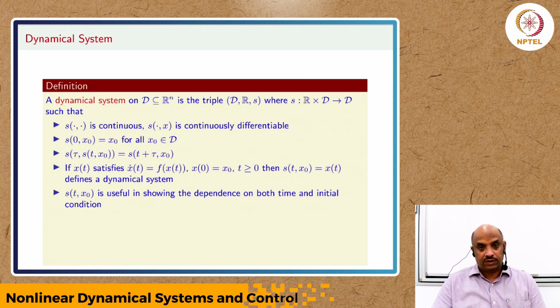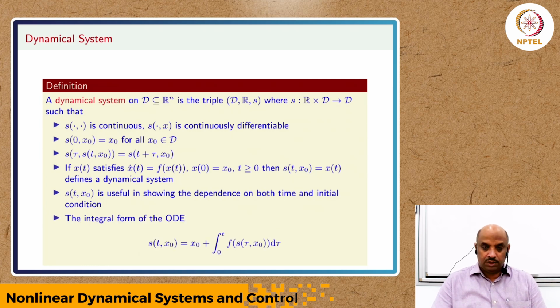Though as you'll see, some of the things that we conclude may not ever directly depend on f, and in general conditions on s may be derived without knowing much about f, right? So we can rewrite the ODE in an integral form, as we have already seen, but in the notation of this s of t comma x0, which we will call a flow.